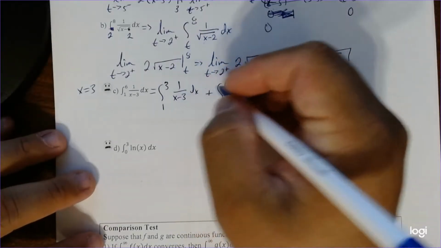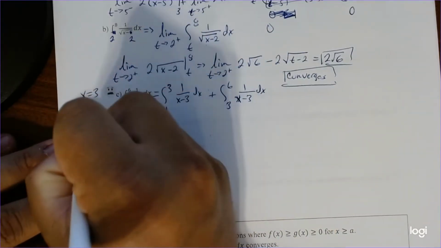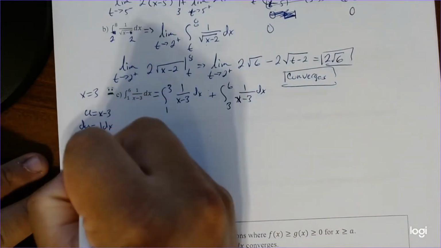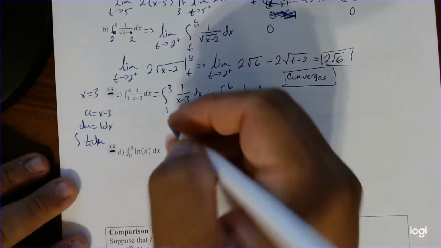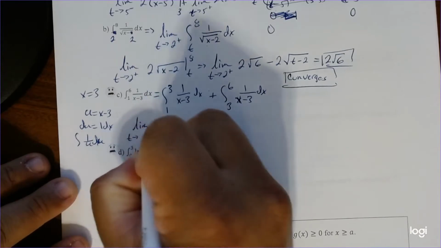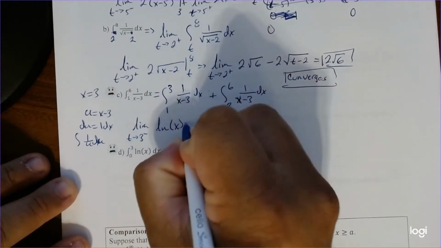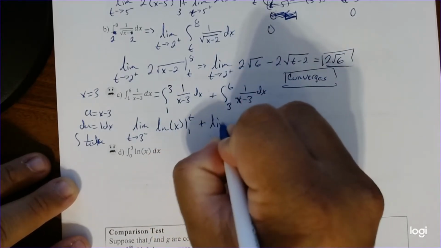So hopefully you guys notice here, I'll just do one of them. Let u equal x minus 3. Therefore, this is 1 dx, right? So this is the integral of 1 over u, which is natural log, right? So this ends up being the limit as t goes to 3 on the left of natural log of x, valued at 1 and t, and the same thing on the other side.